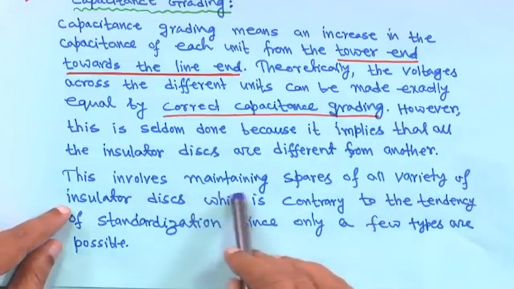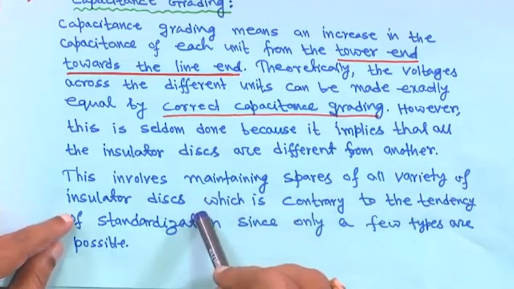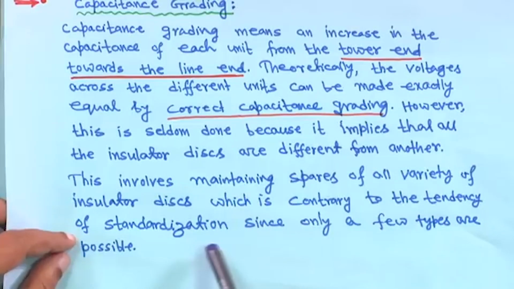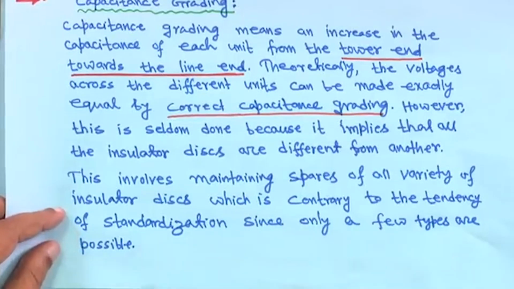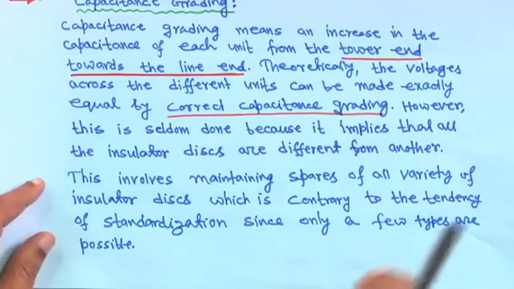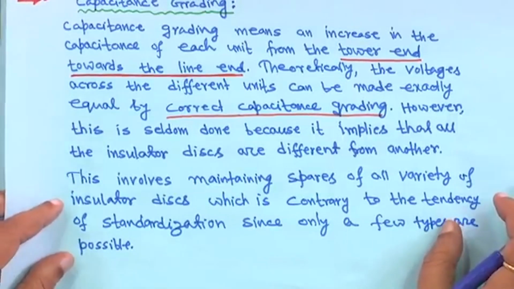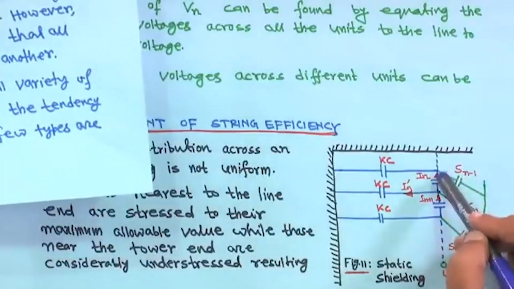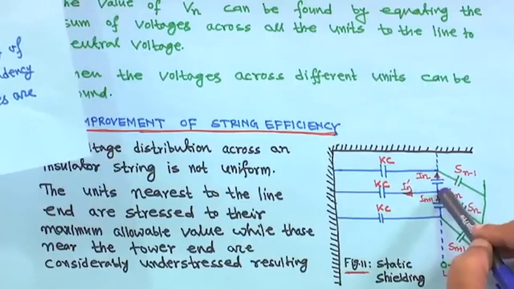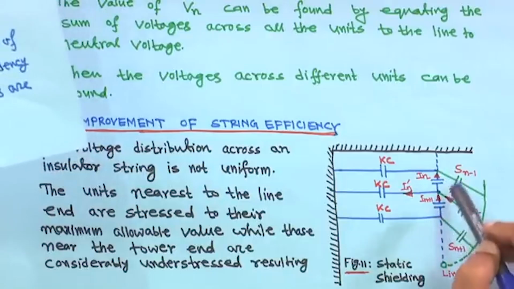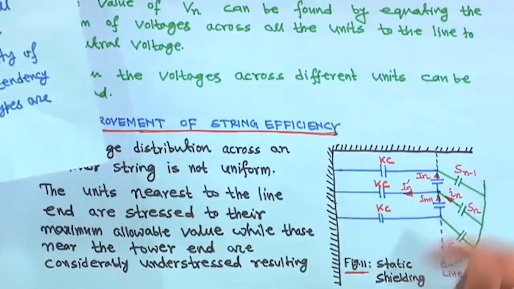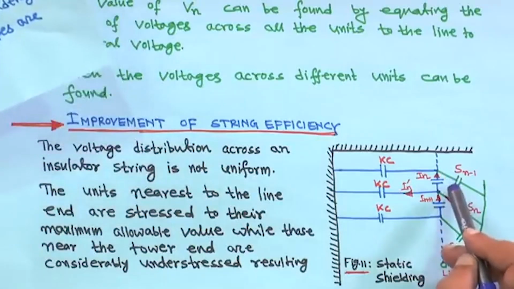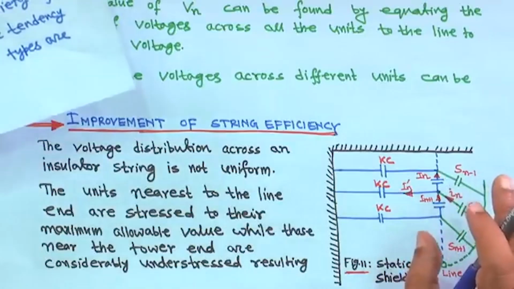So, this involves maintaining stocks of all varieties of insulator discs, which is contrary to the tendency of standardization, since only a few types are possible. So in reality, it is not possible to make the voltage across the different units exactly equal. If you try to make it, then different units will be of different sizes and may not be available, except for some standardized sizes.